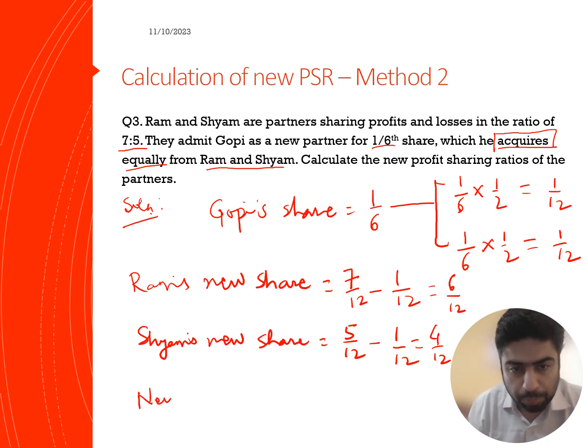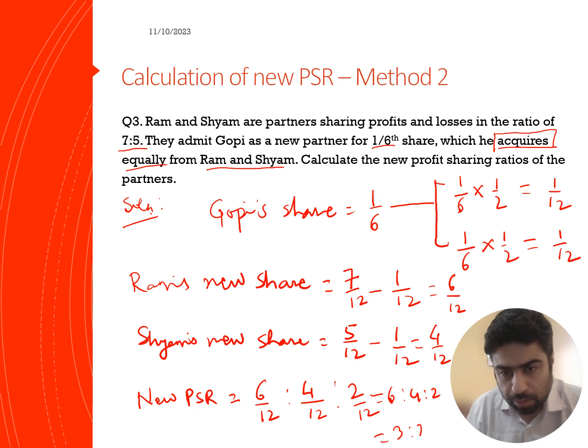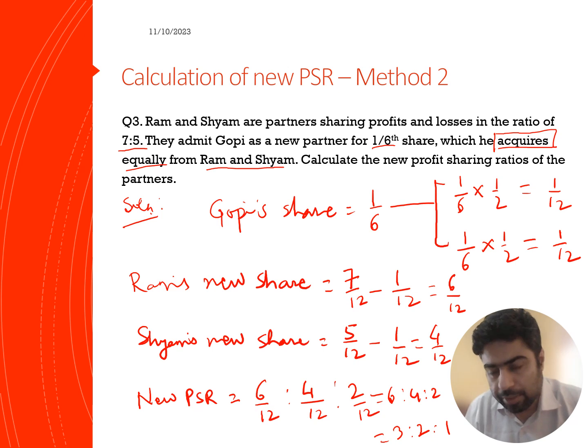The new PSR therefore will be 6/12, which is Ram's share, is to 4/12, which is Shyam's share, and is to 2/12, which is Gopi's share. So the new PSR comes out to be 6:4:2, and if we simplify this further, the new PSR will be 3:2:1. So what we've done is we've just divided 6:4:2 by 2.